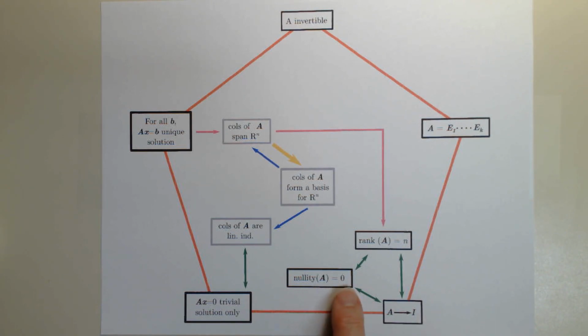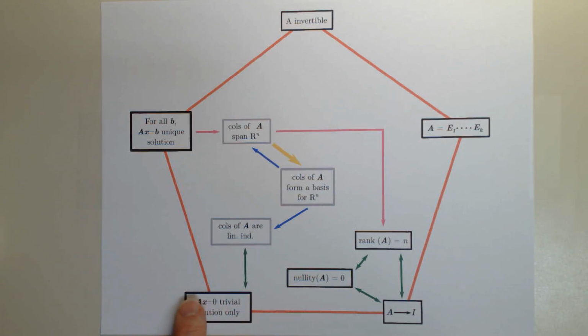And likewise, to say that the nullity of A is equal to 0 says that the reduced row echelon form of A is the identity matrix, since each column of the reduced row echelon form must contain a leading 1. Let's look at this green implication arrow here.